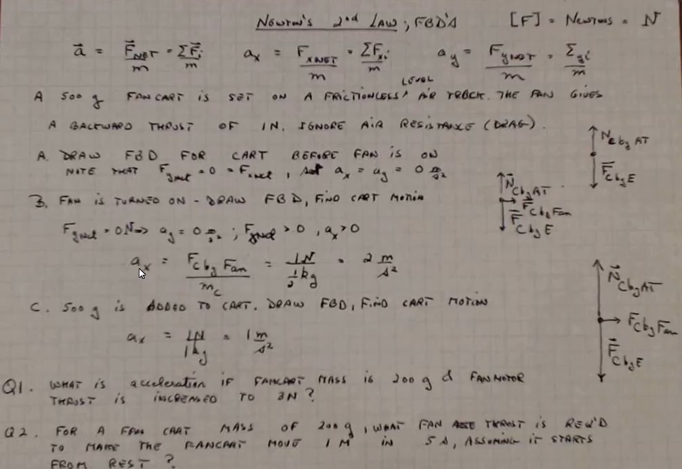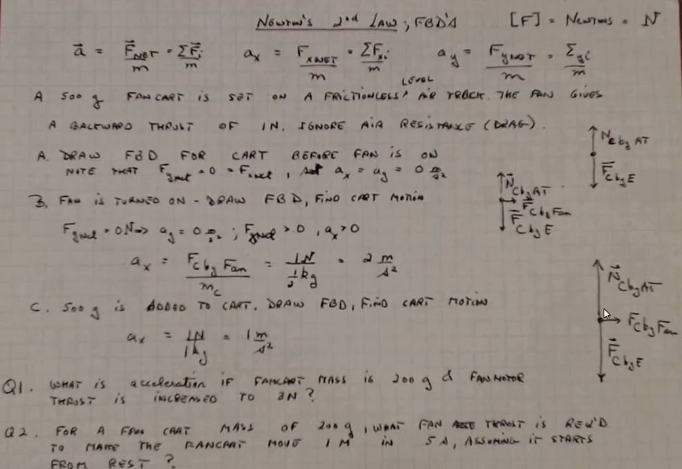And so the acceleration in the x direction is given by the net force in the x direction, which is 1 Newton, divided by 500 grams, which is a half a kg, and 1 divided by 1/2 is 2, and therefore the consequent acceleration of the cart is 2 meters per second squared. If in part C we add an extra 500 grams to the cart, then the acceleration of the cart will be less.